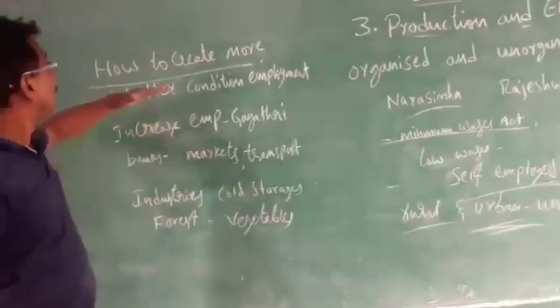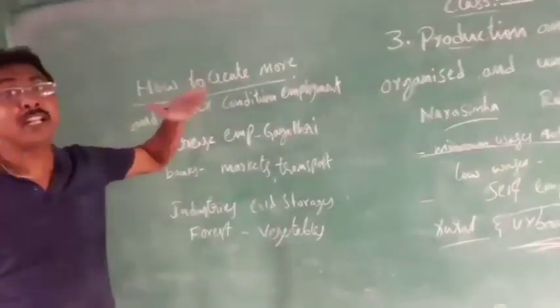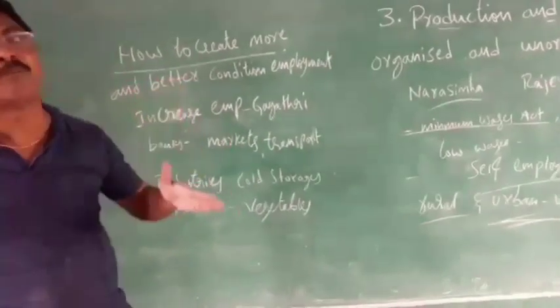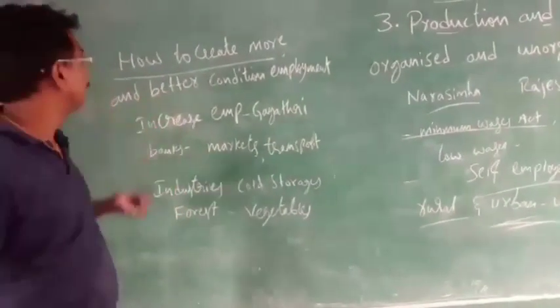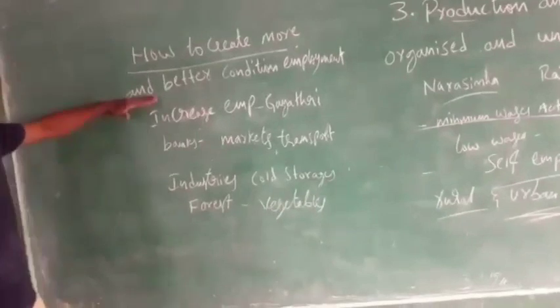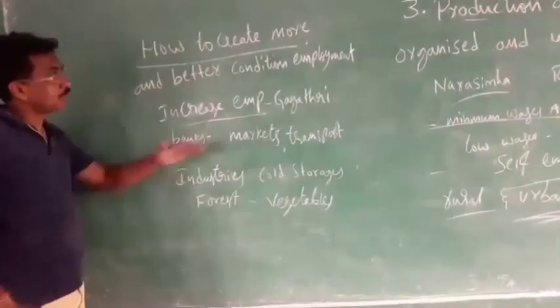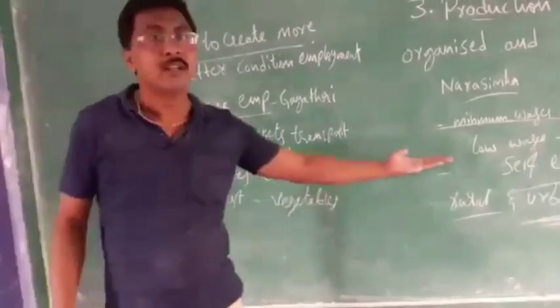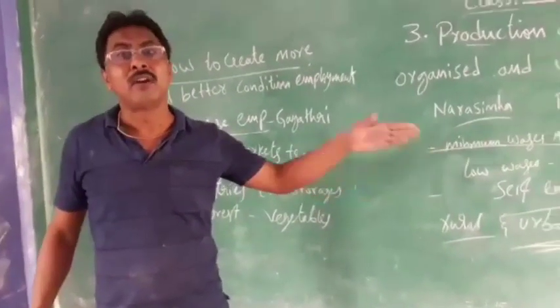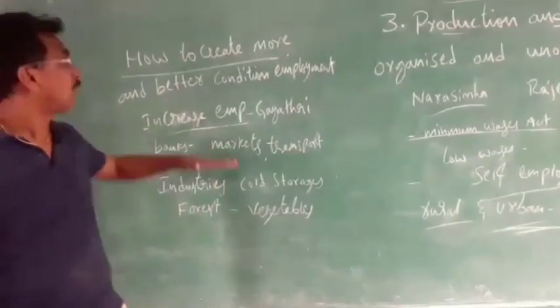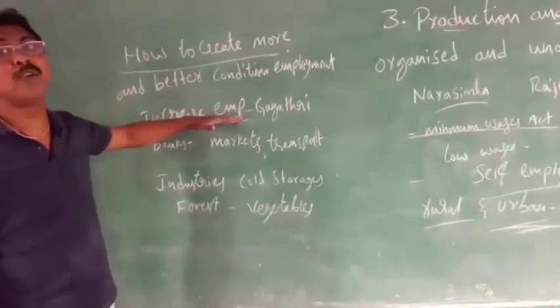So what? The government should create some better conditions for the unorganized sector. They should provide some regular employment. That is what we are going to talk about now. Better conditions, what should they do? They should increase the employment. Today, some people are working for only five or six days, and they are losing their employment. So the government should provide some employment to everybody.